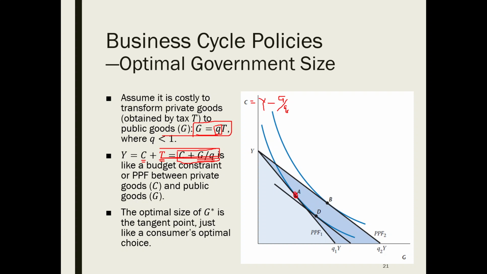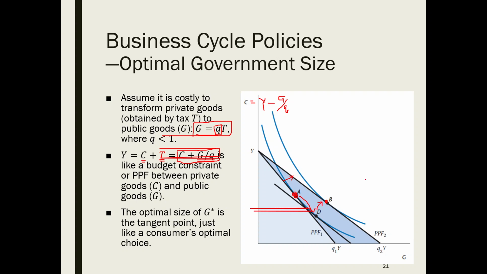If the transformation efficiency Q rises, the slope of the PPF, 1 over Q, becomes flatter. The new equilibrium is point B. Again, you can decompose this change into a substitution effect from A to D and an income effect from D to B.